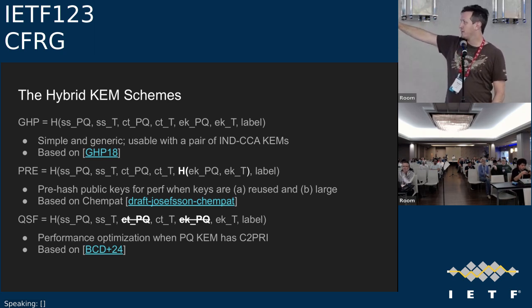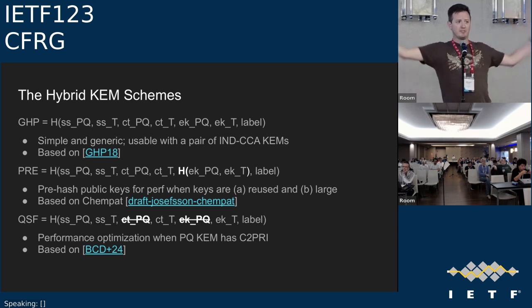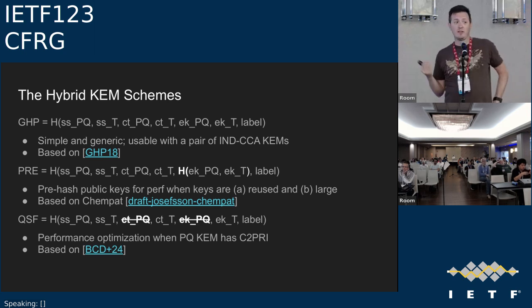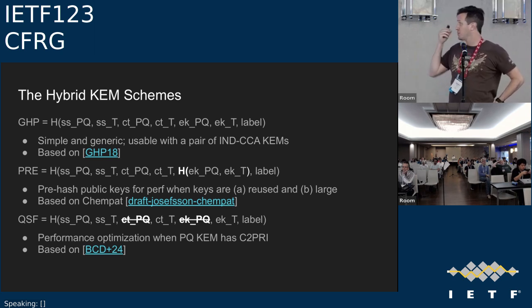The second one, PRE, is a bit of an optimization on that for a special application case. These are cases where your PQ algorithm has gigantic public keys, something like Classic McEliece, where you're taking many, many bytes to do this, and you're reusing them. So you don't want to hash the same thing over and over again. You get some performance benefit out of this. I've got some numbers on the next slide. But like I said, PRE is a performance optimization over the generic one for that specific use case. And that was based on this ChemPat construction that Bernstein and Josefsson preferred.